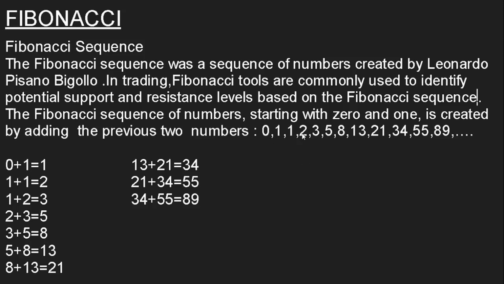1 plus 1 will give me 2. 2 plus 1 will give me 3. 3 plus 2 will give me 5. 5 plus 3 will give me 8, on and on like that. So the Fibonacci sequence starts from 1, 2, 3, 5, 8, 13, 21, 34, 55, 89, 144, on and on like that. So those are the Fibonacci sequence.